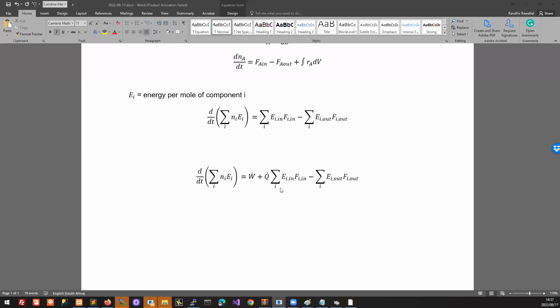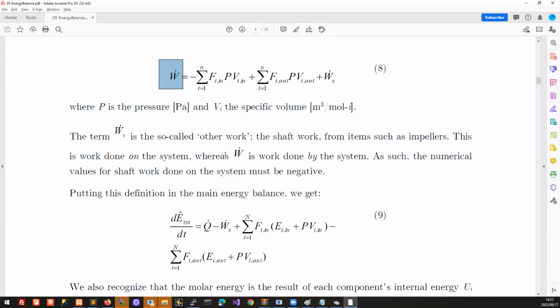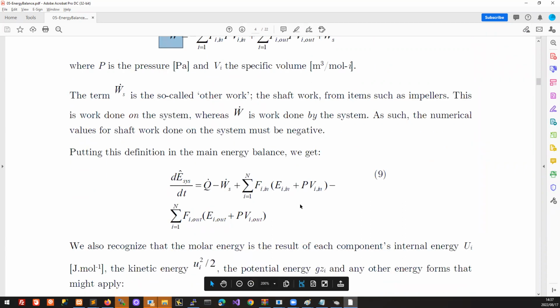Okay, so that's work. I guess that should be a minus. So that's work done by the system, and that's energy added. So that's what we have. And now we've expanded on W.